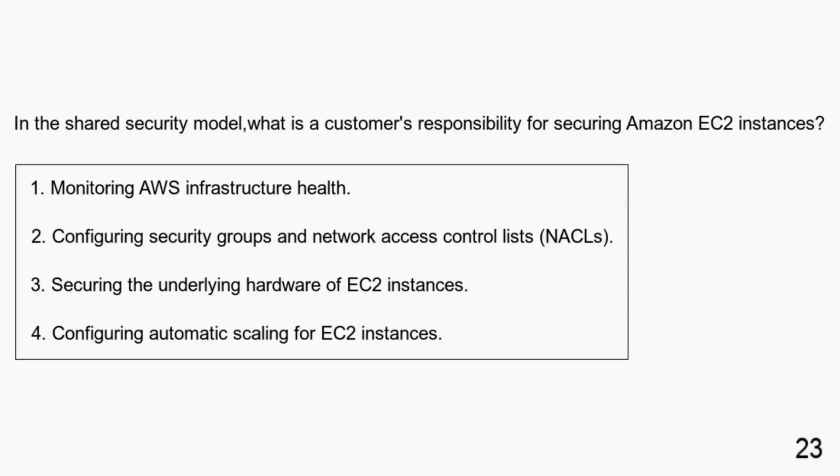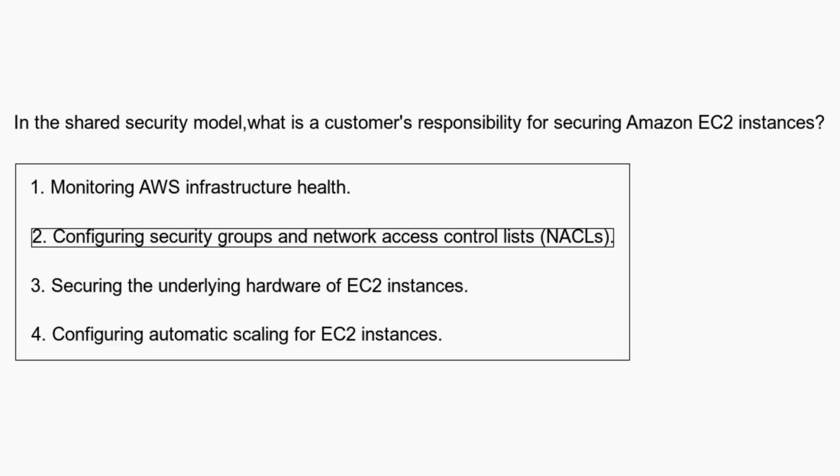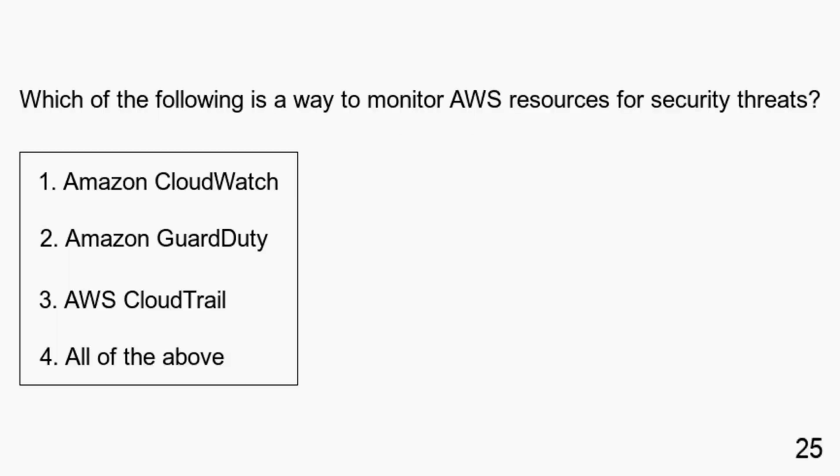In the shared security model, what is a customer's responsibility for securing Amazon EC2 instances? Monitoring AWS infrastructure health. Configuring security groups and network access control lists (NACLs). Securing the underlying hardware of EC2 instances. Configuring automatic scaling for EC2 instances. Configuring security groups and NACLs is a customer responsibility for securing Amazon EC2 instances.